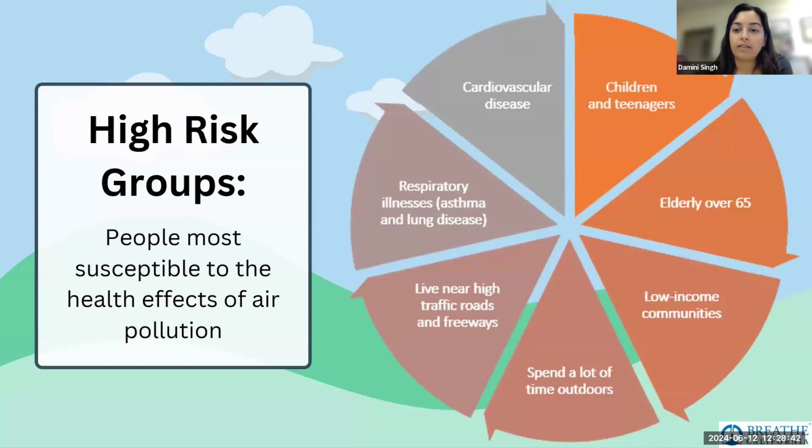So on this slide, we can see various high-risk groups, or groups which are more susceptible to health effects of air pollution. The groups are children and teenagers, elderly over 65, low-income communities, people who spend a lot of time outdoors, people who may live near high-traffic roads or freeways, folks with respiratory illnesses or prior asthma or lung disease, and also people with cardiovascular disease.